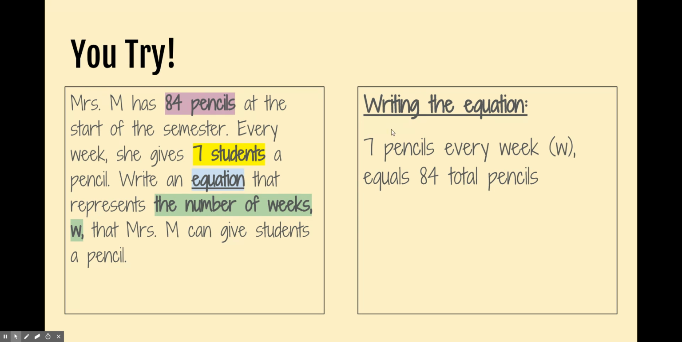So when we're trying to set up our equation, I know that I have 7 pencils every week. The number of weeks is represented by a W, and it needs to equal 84 total pencils. So basically, you just need to figure out, am I multiplying, am I subtracting, am I adding, am I dividing, what operation is being used to set up the equation. So I want you to try it, put it in your notes that you're taking right now, and bring them to class next time so that we can double check and make sure that you did it correctly.